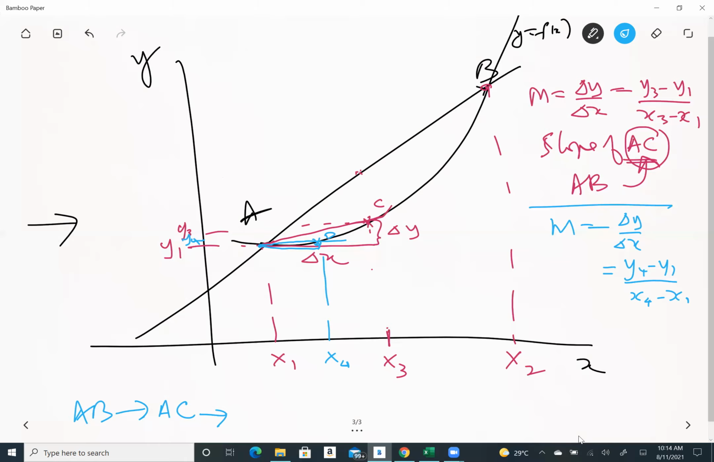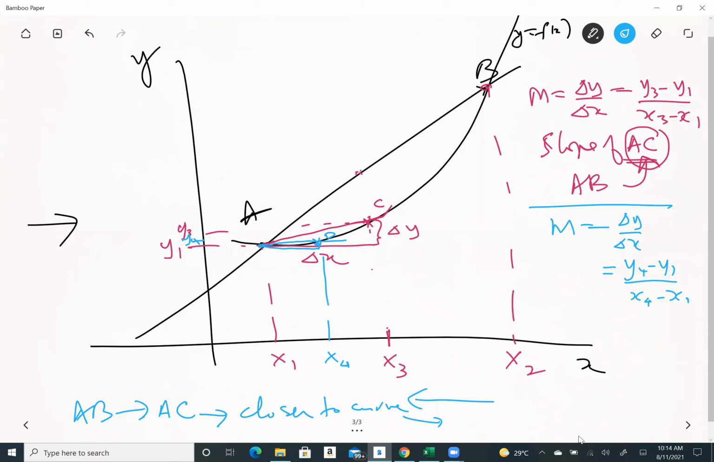Now, by making the interval, the change in x, smaller, you can see that when you have delta x, x1 to x3, the line AC, what can you say about the straight line AC and the curve? They are closer. Is that right? They are getting closer to the curve. Getting closer to the curve, that means what? It's a better estimate. As you make it even smaller to x4, you can see the line become even closer to the curve.